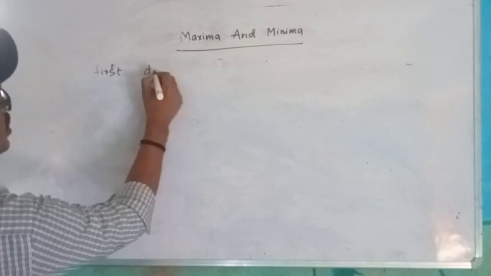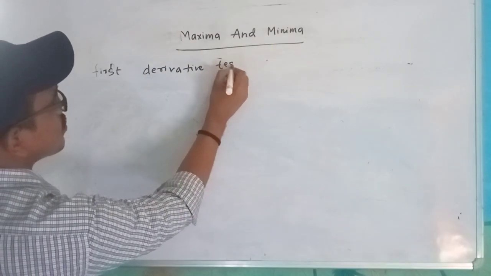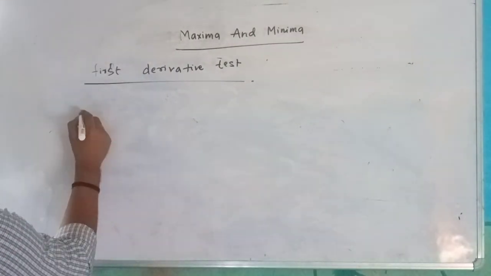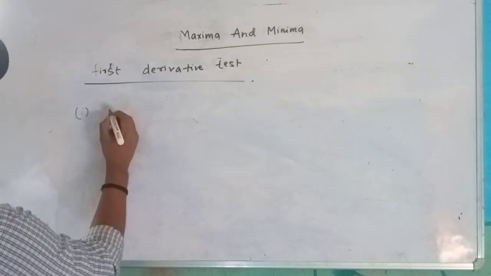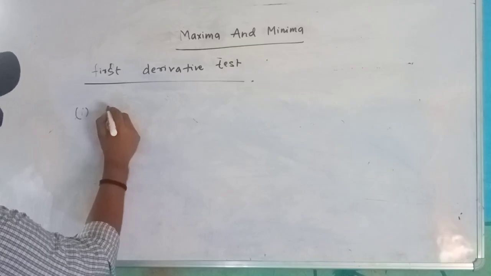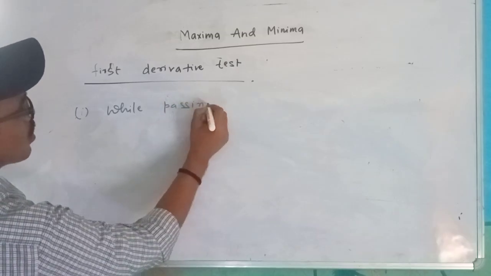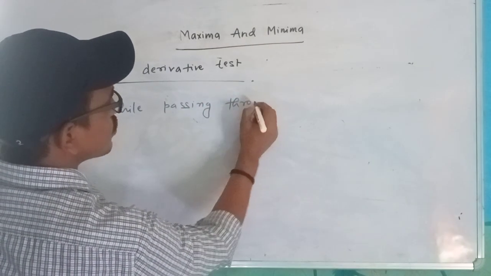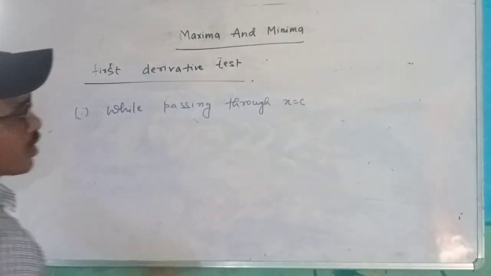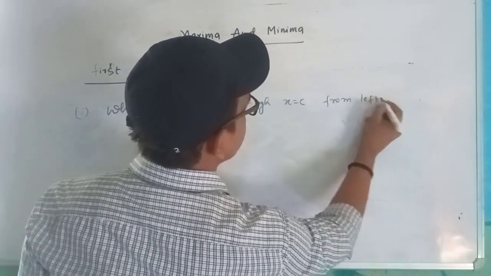First derivative test. Okay. So the first derivative test says, while passing through, let's say, x is equal to c from left to right.